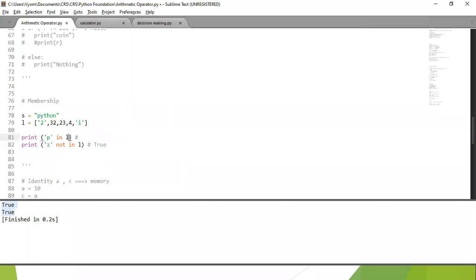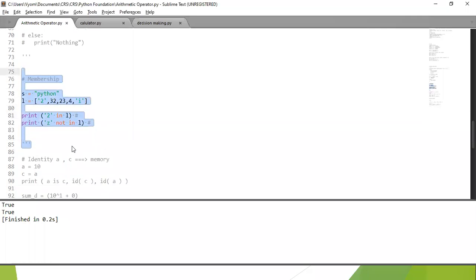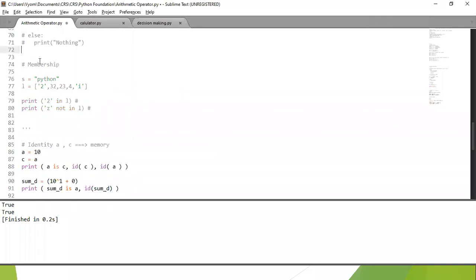P in L, false. No, it is not there. Z not in L, true. It is not there. Similarly, if you write 2, true. This is there. This is there. Nil. This is here. So that's why you get true. Clear, guys? Any questions with this, or if yes, please let me know. Otherwise, I'll move forward with the identity. Clear? Yeah, this one is easy. Good. It's clear. Fine.